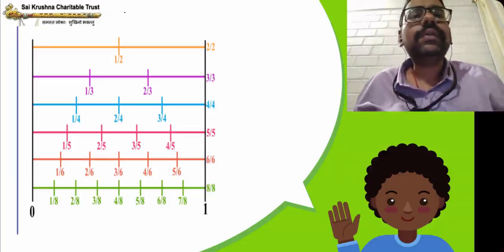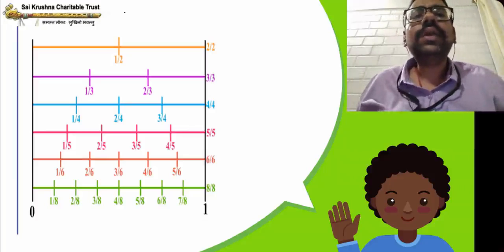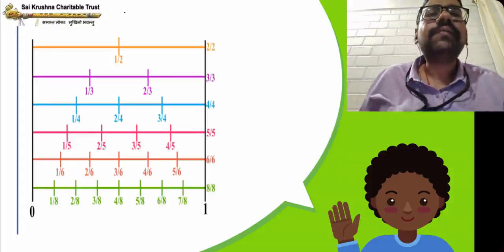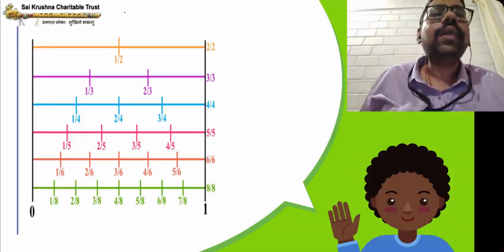Next, suppose you want to plot 3 by 4. We'll start with 0 by 4. After 0, which number comes? 1. So 1 by 4. After 1, which number comes? 2, 2 by 4. After 2, which number comes? 3. So 3 by 4.